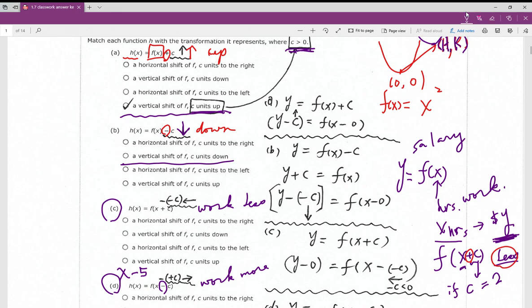So when C is related to x or C is plus for the y, this is y. So this is y minus C, this is y plus C. But this is x plus C. When x minus C, you need to work more hours in order to earn the same y value. So this is how I explain it to you.